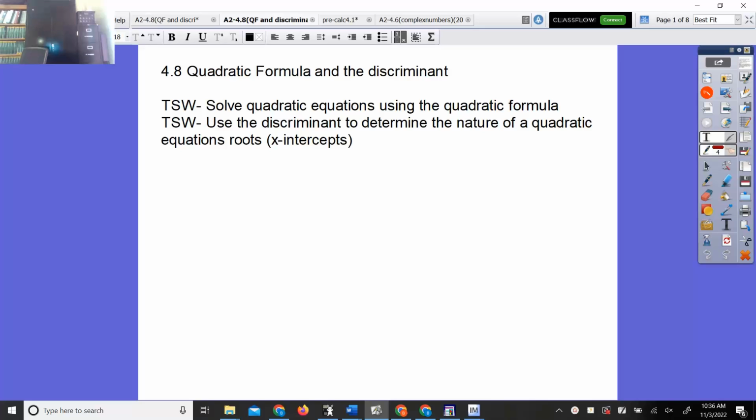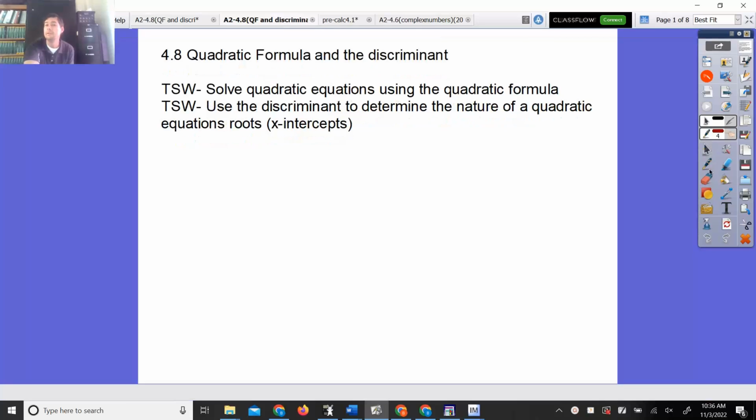Alright, so this is 4.8, the quadratic formula. And I know that very few of you actually want to see this, but I'm going to show you where it came from. You don't even know the quadratic formula yet, but it's not something that's made up out of thin air.